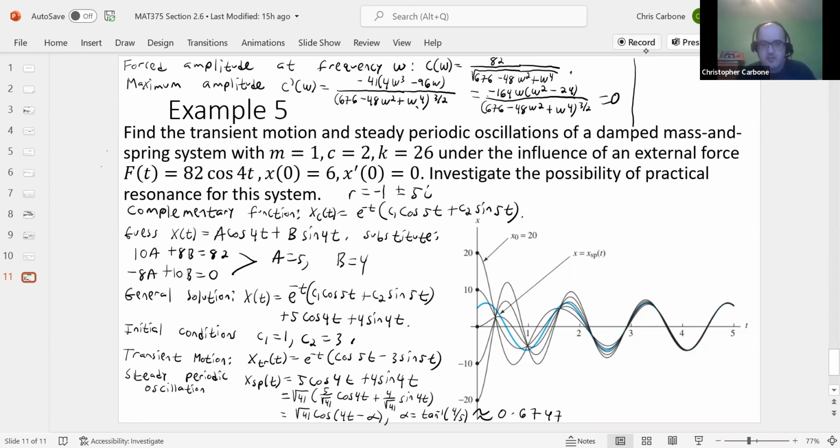So when it comes to that practical resonance, this happens with external frequency omega being the square root of 24. And this is indeed less than the value for omega sub 0, that critical frequency, being the square root of 26.